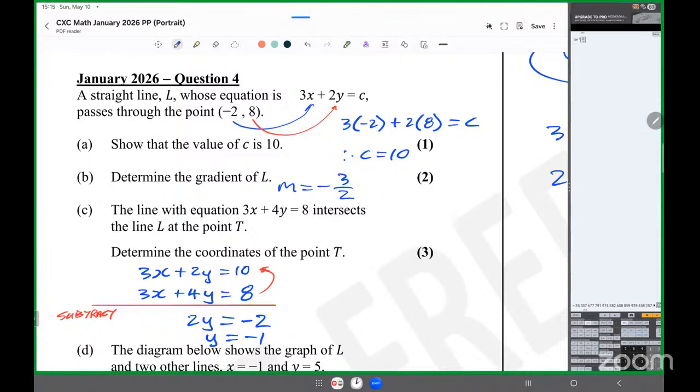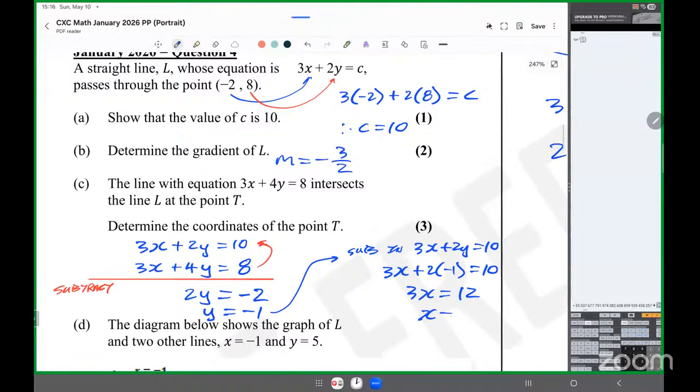I divide by the 2. Now that y is -1, you can plug it back into either of the two equations. Let's put it in the top one: 3x plus 2y equals 10. Putting y equals -1, we get 3x plus 2 times -1 equals 10. 2 times -1 is -2, which comes over and adds to the 10 to give 12. So 3x equals 12. Divide by 3, and we get x equals 4.